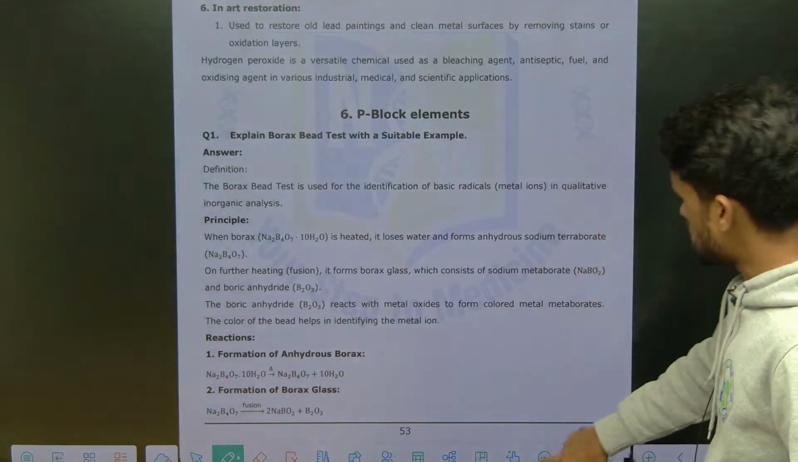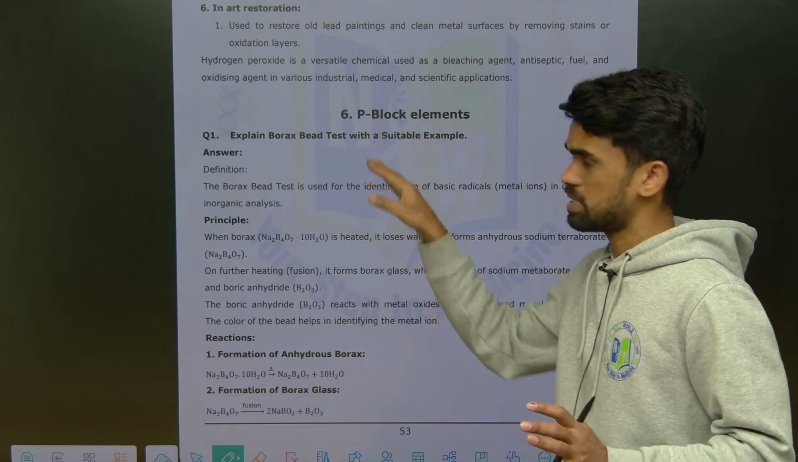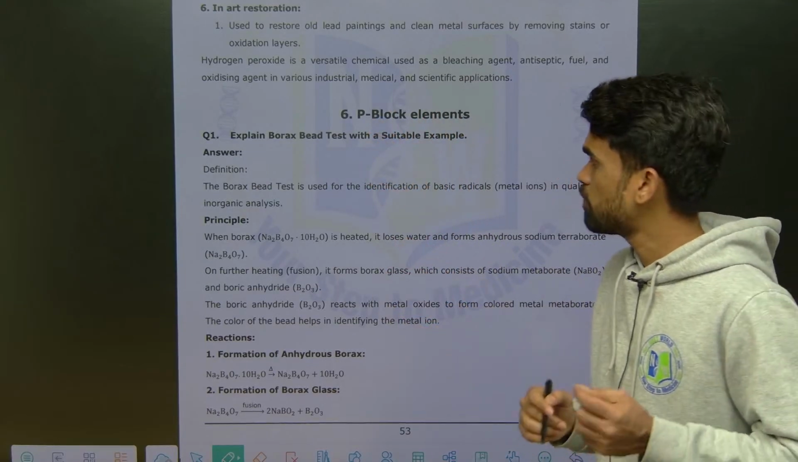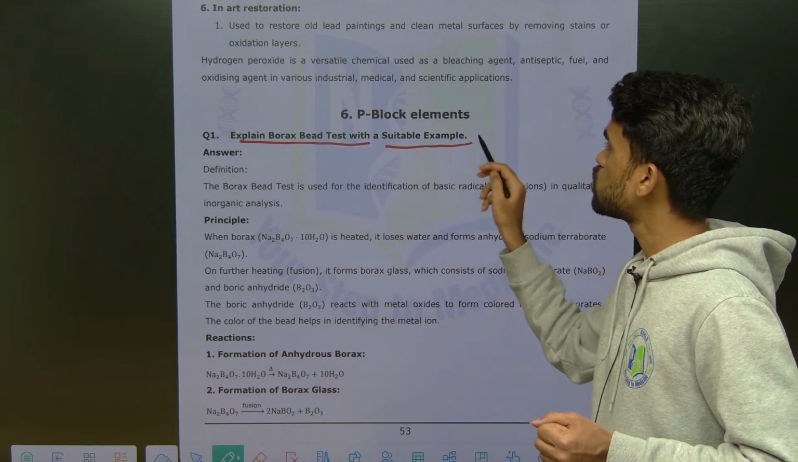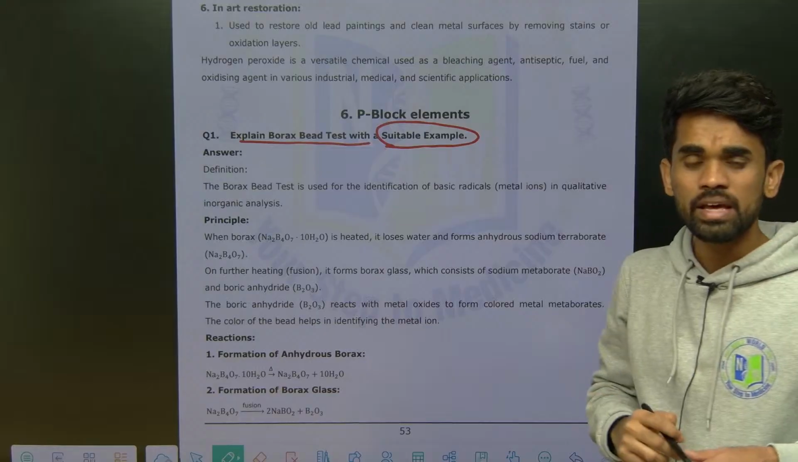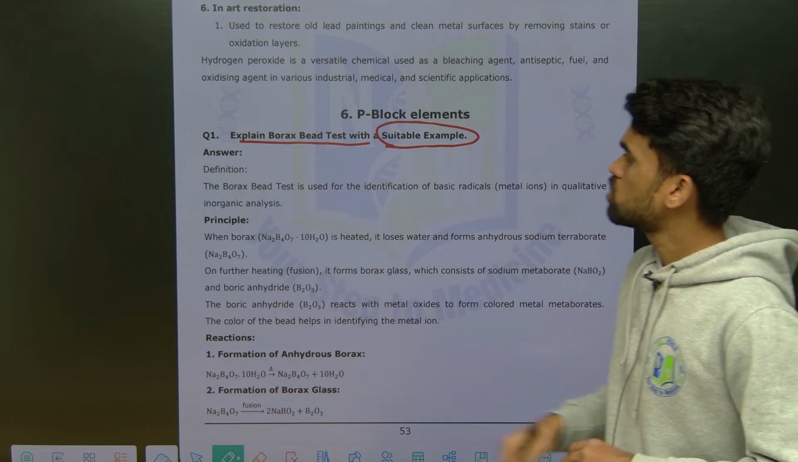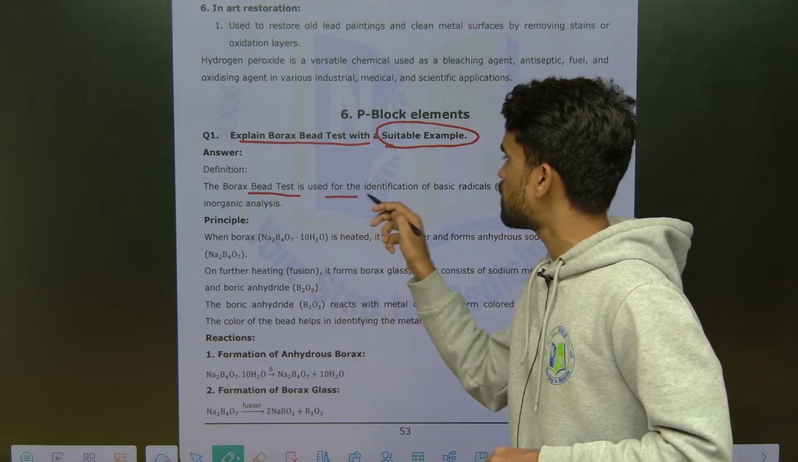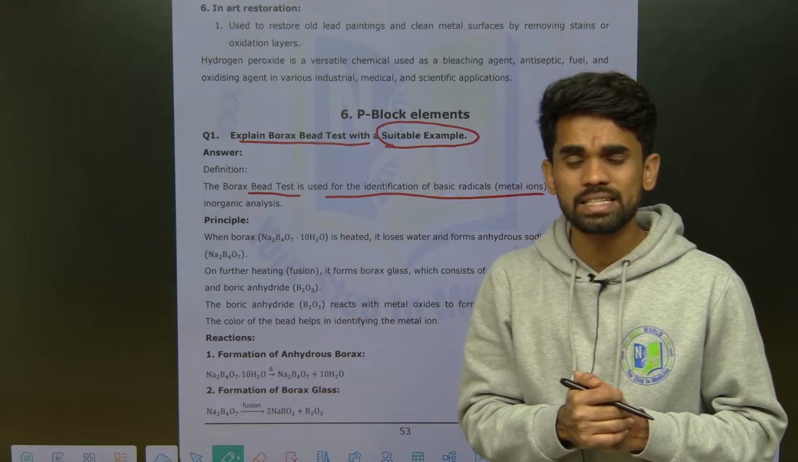If you open the material and look at these P block elements, this is how you will see it. The first question says: explain the borax bead test with a suitable example. What they are asking is to explain the borax bead test with a suitable example. The borax bead test is used for identification of basic radicals.